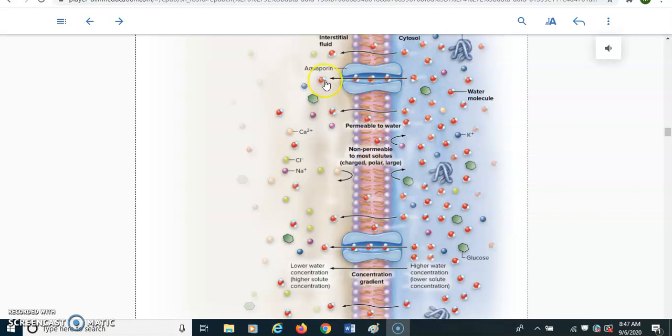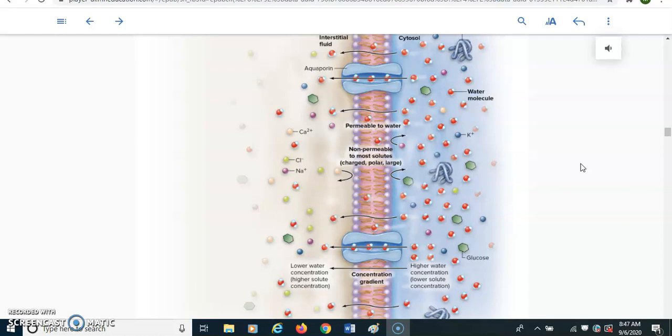Again, water is permeable to water, so it can freely move across this plasma membrane. The plasma membrane is permeable to water, so water can move freely across this plasma membrane anytime that it wants to. All right, so that's one important point to realize.